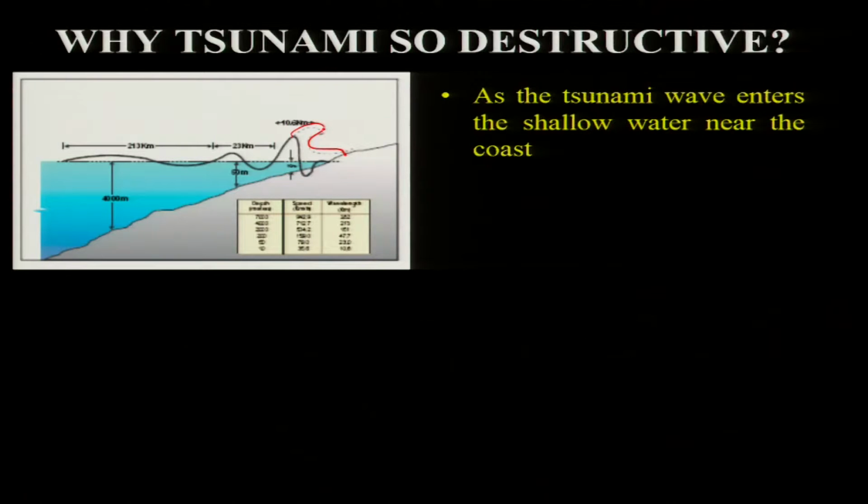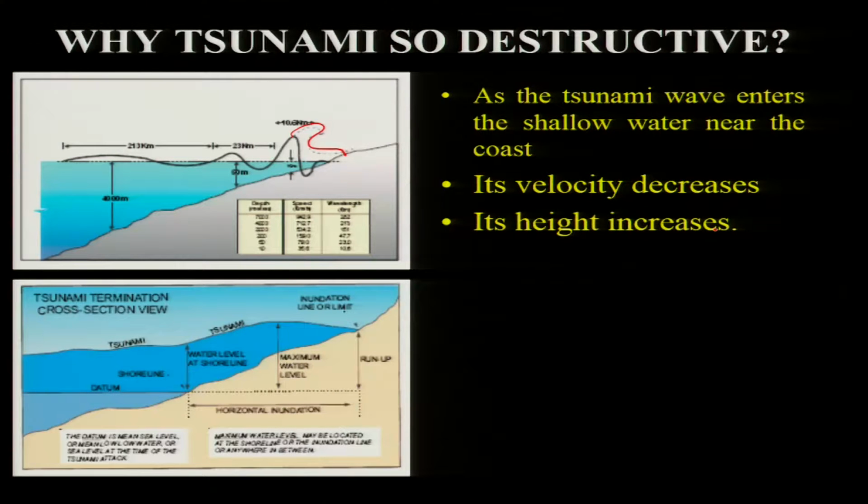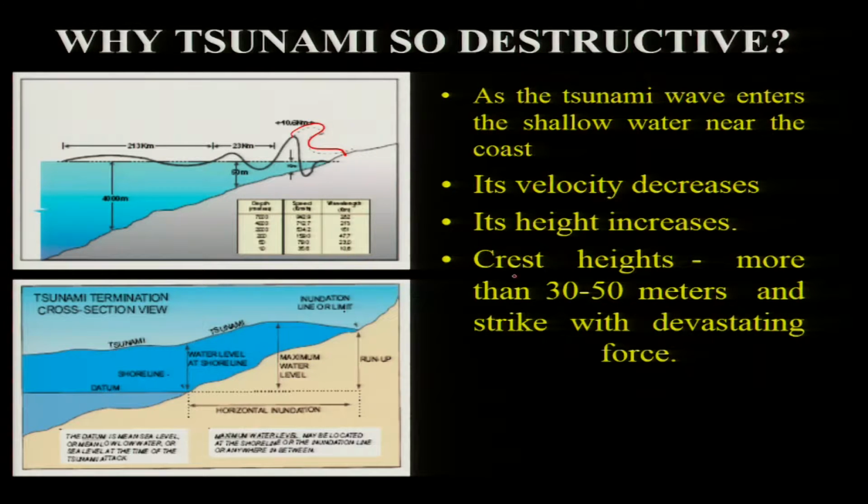So, as the tsunami enters the shallow waters near the coast, its velocity decreases, the wavelength decreases, but the height increases. So, when it enters the shallow waters, the height will increase. That is extremely dangerous. Crest heights of more than 30 to 50 meters have been reported in some places. So, this is one of the reasons why it is so destructive when it reaches the coast. Otherwise, it is barely noticeable in the ocean.